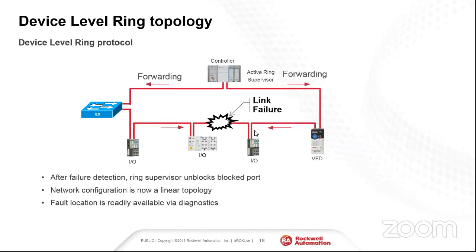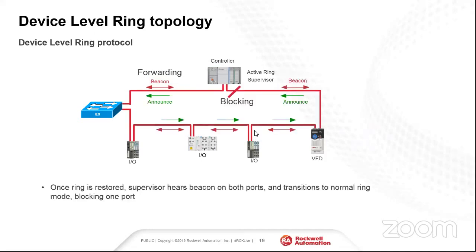After failure detection, the ring supervisor unblocks the blocked port. The network configuration is now a linear topology when that happens, and the fault location is readily available via diagnostics. Once the ring is restored, the supervisor hears the beacon, as I said, and then it will transition back into a normal ring, blocking off that port that it uses for emergency purposes.